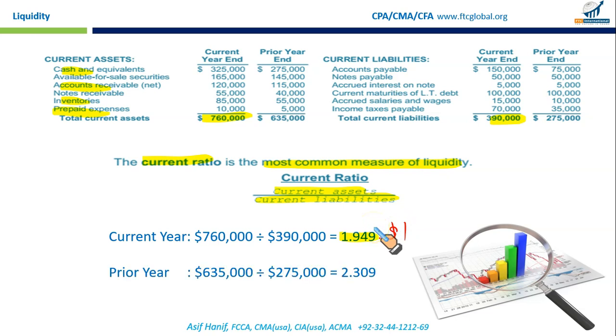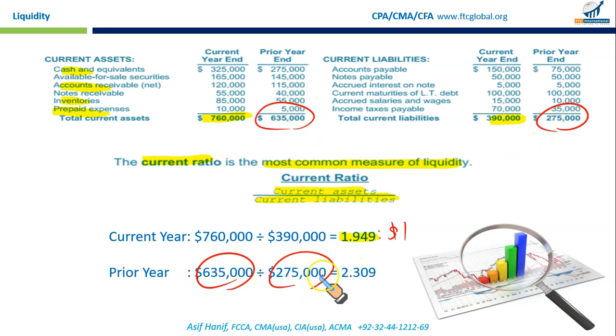What was the case last year? Last year, our current assets were 635 and our current liabilities were 275. And last year, for every $1 liability, we had $2.309 worth of current assets. That means our liquidity, our ability to settle our short-term obligations, has deteriorated in reality. So even though the number looks good, it has decreased over the period.